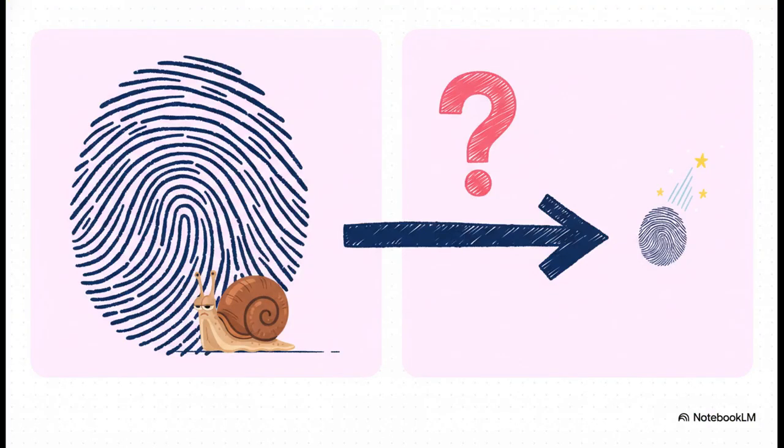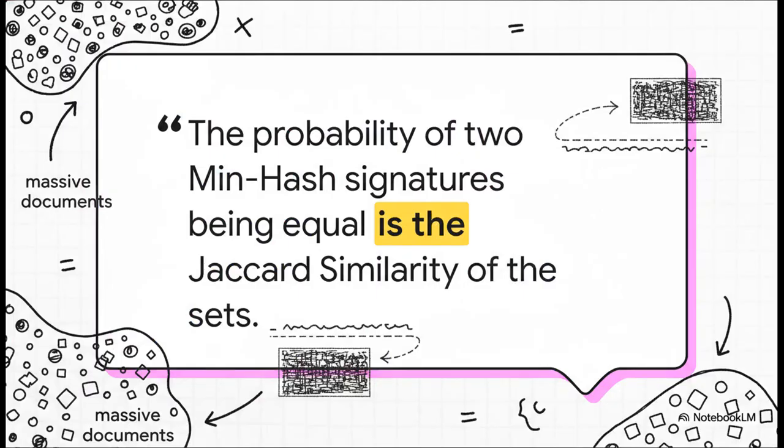So on one hand, you've got the full fingerprint. It's perfectly accurate, but it's way too slow to compare when you have billions of them. What we really want is what's on the other side, a tiny, compact signature that's super fast to compare. But the big question is, can we actually make that smaller version without losing the accuracy we need? Well, it turns out the answer is a big yes, and it's thanks to this really elegant trick called min-hashing.